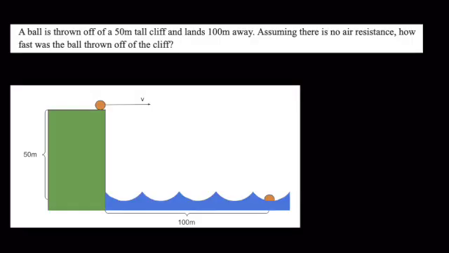And so what we'll do is take a look at a little example problem. In this case, a ball is being thrown off of a cliff that is 50 meters tall, and it lands 100 meters away in some body of water that we can see here. This problem assumes that there's no air resistance, and we're trying to find this initial velocity, v, how fast the ball was initially thrown off the cliff.